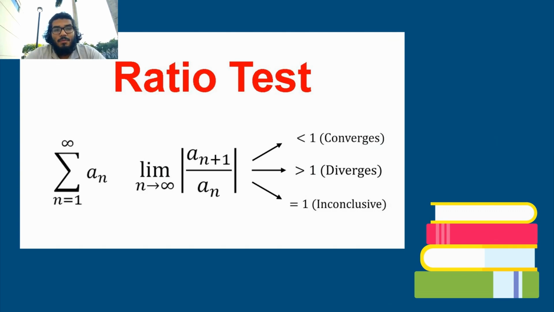If the result is less than 1, the original series converges. If it's greater than 1, it diverges. And sadly, if it's equal to 1, then it's inconclusive.